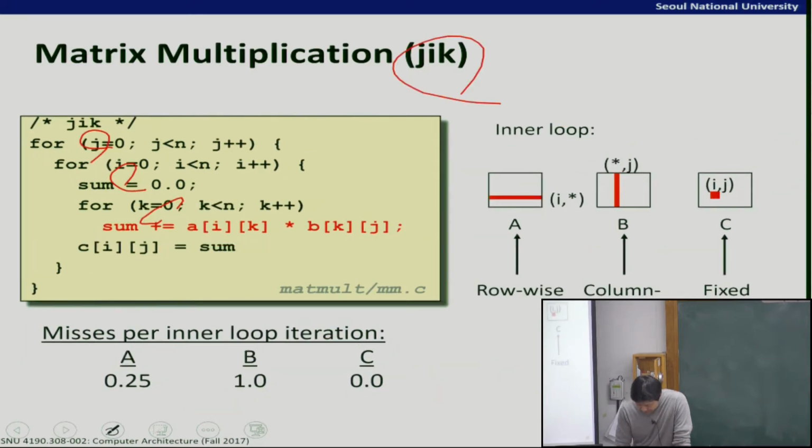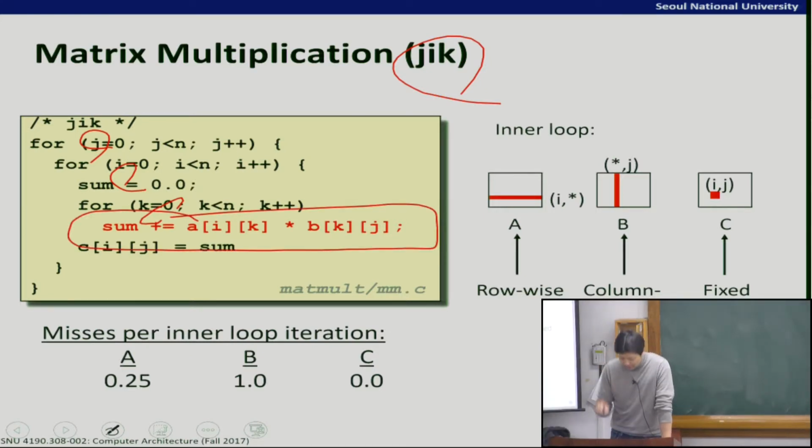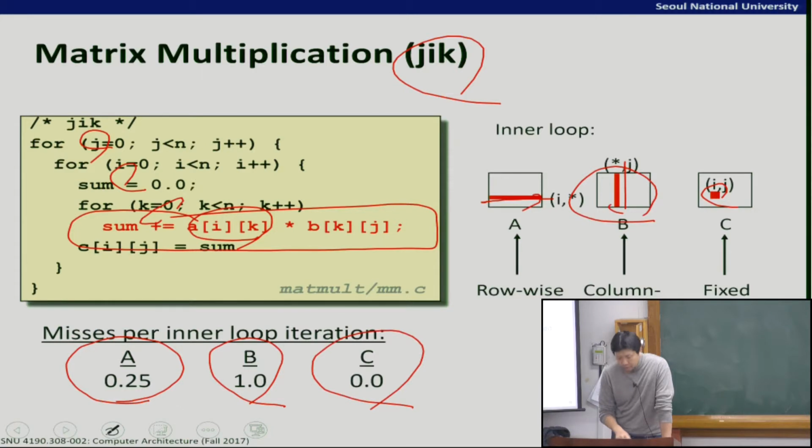So this is JIK. What will be the cache memory access pattern? For the innermost loop, the access pattern doesn't really change. A is still accessed row-wise, B is accessed column-wise, and C is basically fixed. So again, the misses per inner loop iteration are 0.25 for A, 1 for B, and 0 for C. It doesn't change.